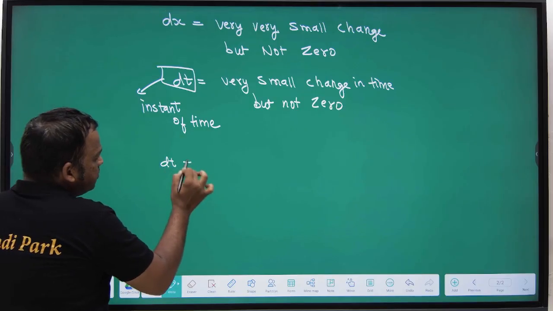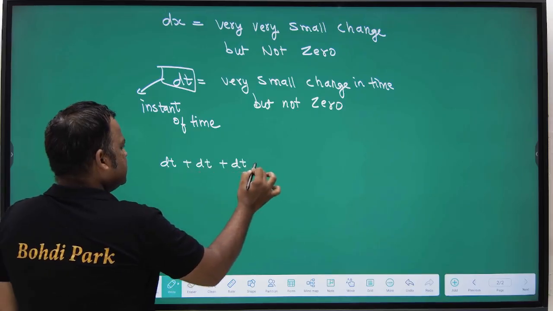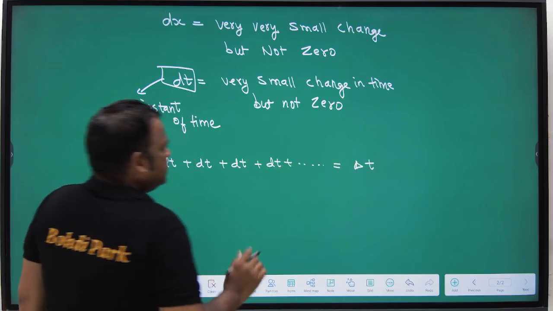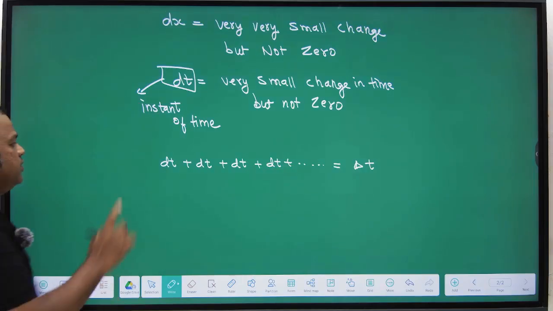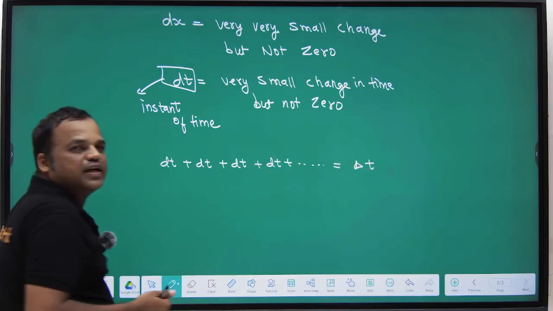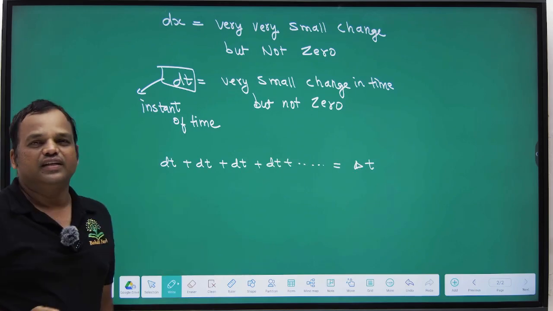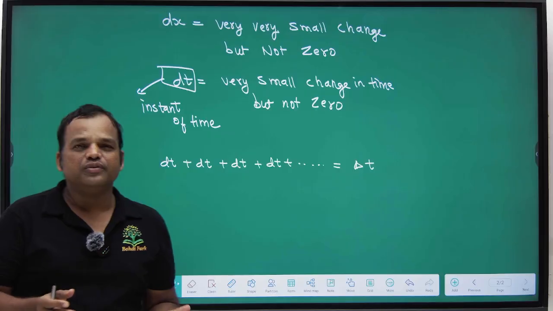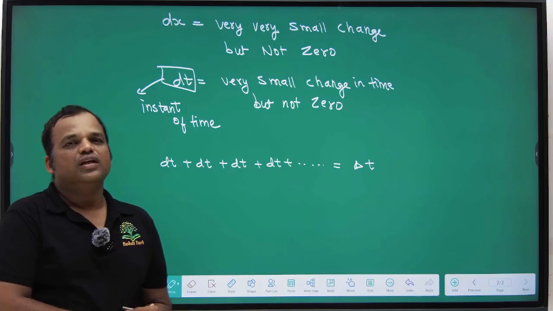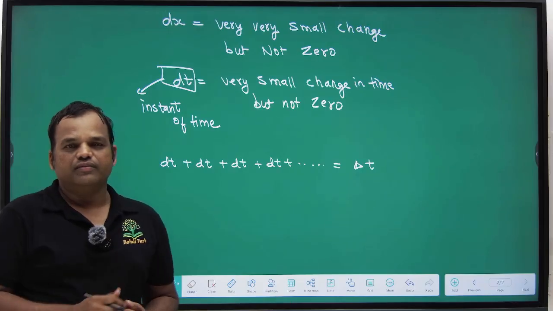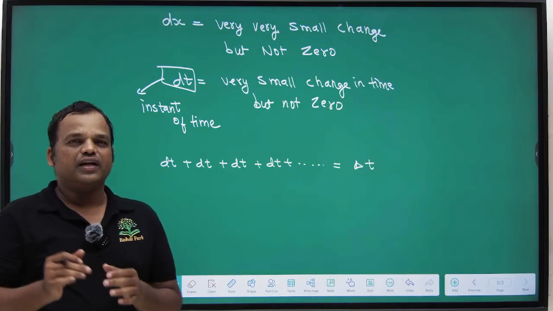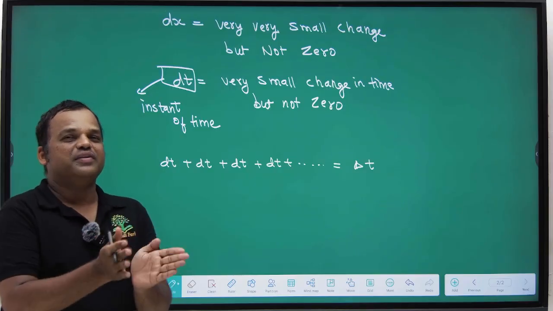So suppose dt plus dt plus dt plus dt and so on, then we can call it delta t. Small changes in time we are adding and we are getting the total change in time. So this process is known as integration. Integration we don't use in our daily life; we can use some addition in our daily life. Integration is specifically used in physics when you are adding small changes mathematically.